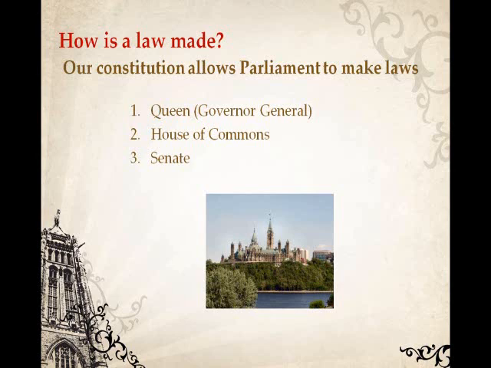Our Constitution gives Parliament the right to make laws in Canada, and Parliament's divided into three parts. We've got the Queen as the head of state, represented by the Governor General. The Queen has to officially approve all legislation for it to become law.